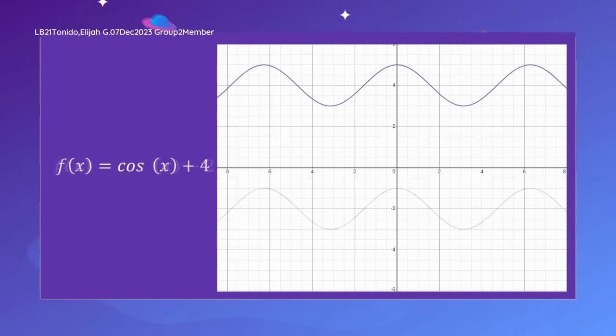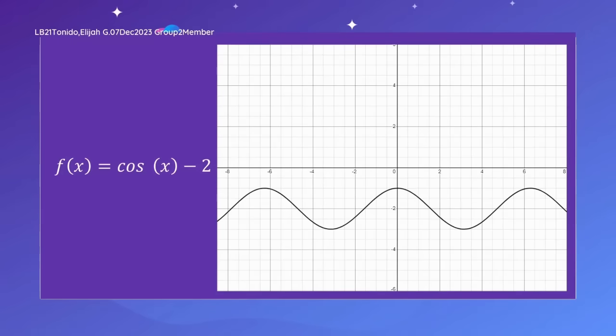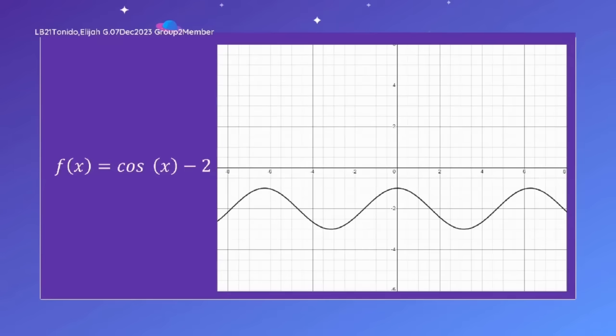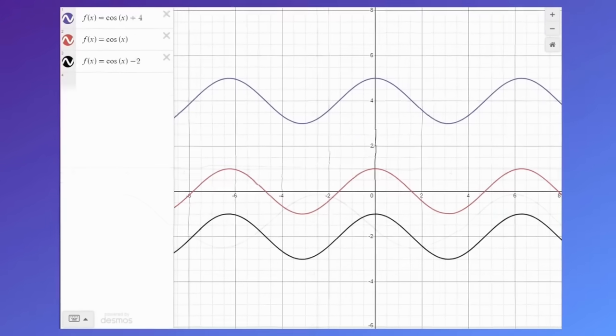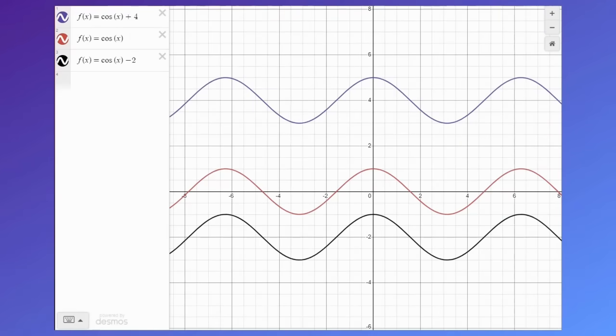Now, let's reverse the cosmic flow with a negative d. As d decreases, our graph gracefully descends, exploring the depths below the baseline. As we can see here, d equals negative 2, which means that the graph shifts 2 units downward. Here is a comparison of the graph where d has no value with the graph where d is equal to 4 and d is equal to negative 2.